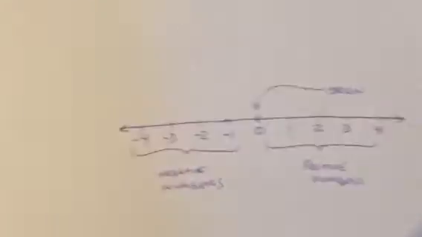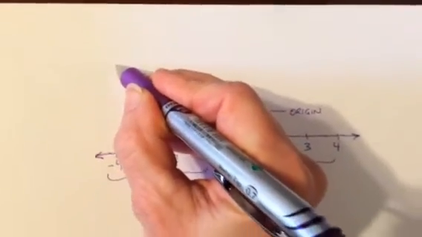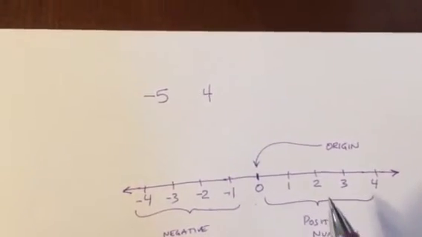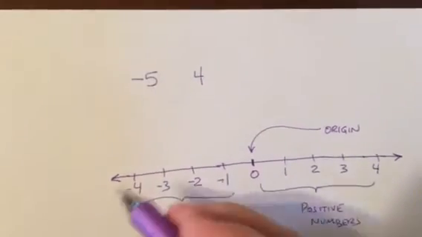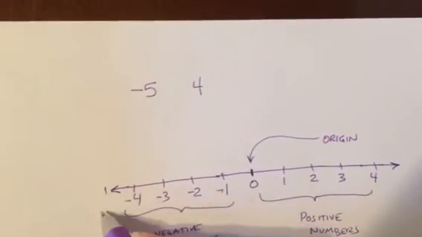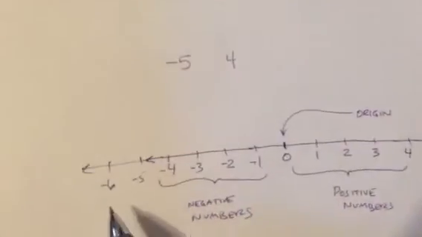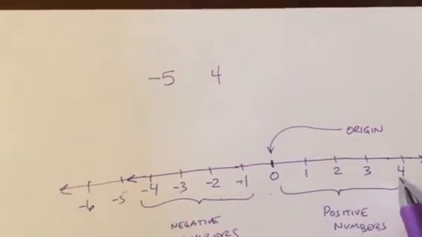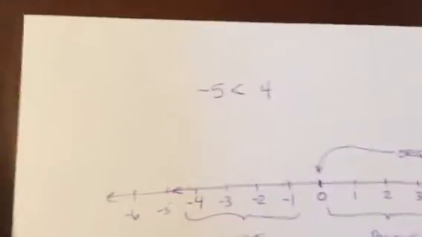And example 2, we're going to compare some numbers. We're going to write the comparison symbol. So where's negative 5 on the number line? It would be right here. Okay, negative 5 is farther to the left than 4, so negative 5 is less than 4.